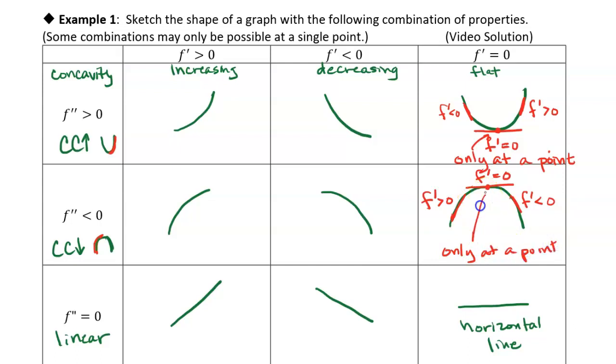Okay? So again, this can only happen at one point. It's that point right there where you happen to have a concave down curve, but at that particular point, the first derivative is 0. So these two cases can only happen at a point. All right, so that's probably enough for this example, and I will meet you in the next example.